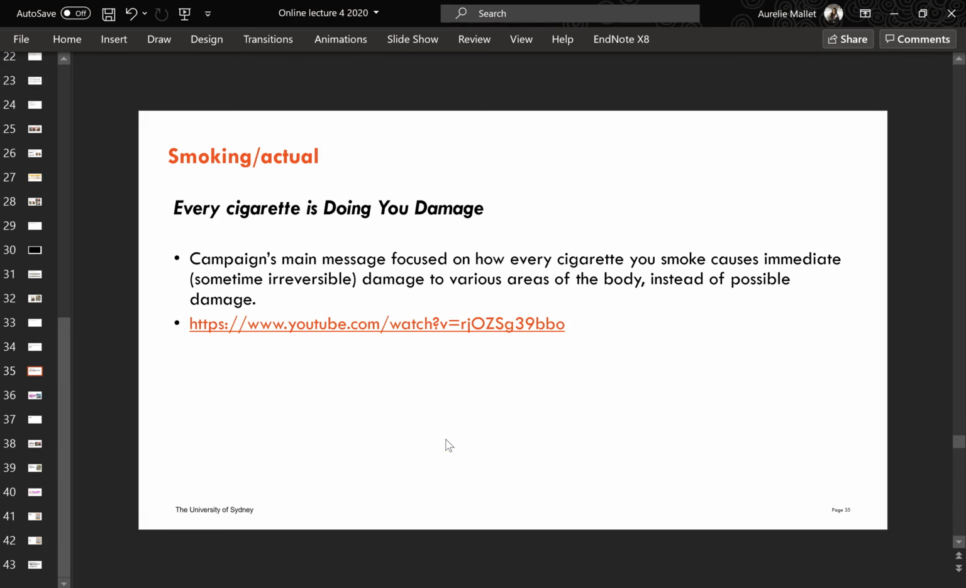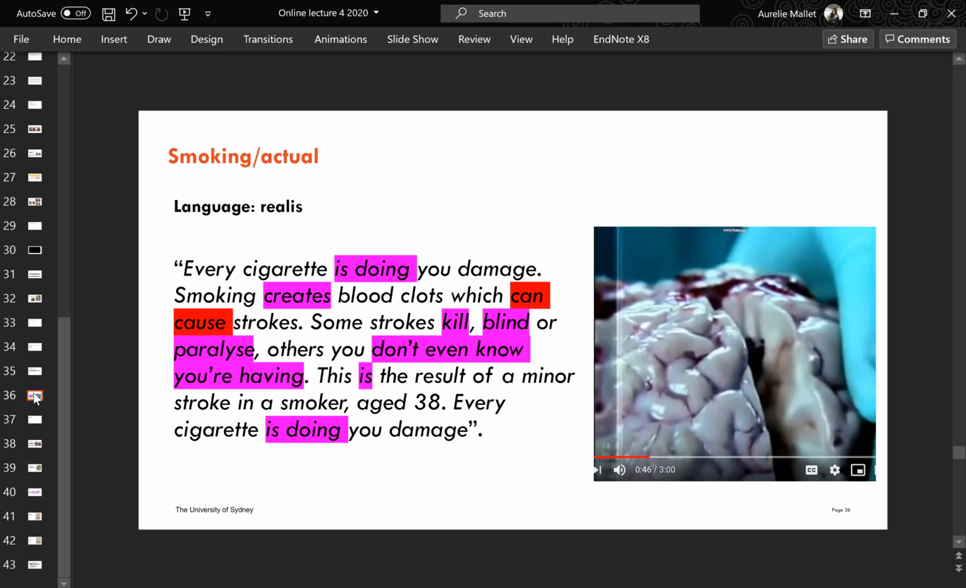Okay, so it's very obvious that this campaign is focusing on smoking as opposed to quitting. So I'm not going to go through how this is shown in the language. So I'll focus instead on how actual behavior is being realized.